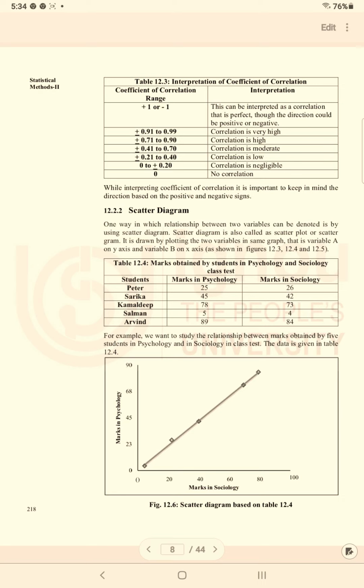Table 12.4 is also showing us the marks of psychology and sociology of Peter, Sarika, Kamaldeep, Sarman and Arvind. As an example, we want to study the relationship between marks obtained by 5 students in psychology and sociology in a class test. The data is given in the table above, which I already told.